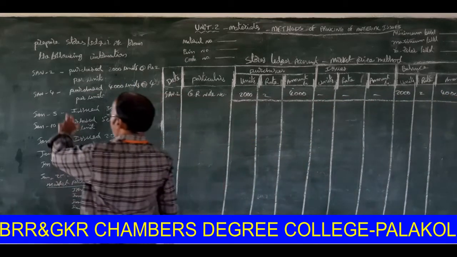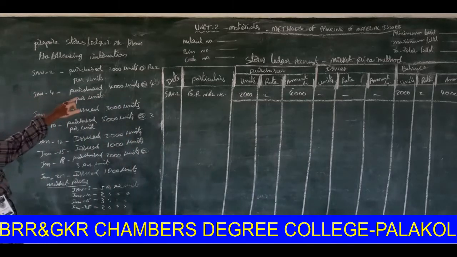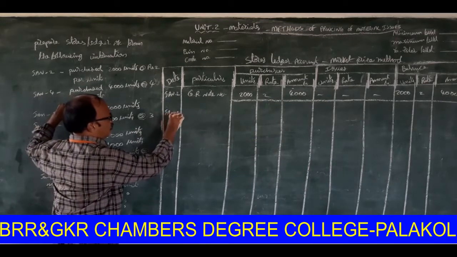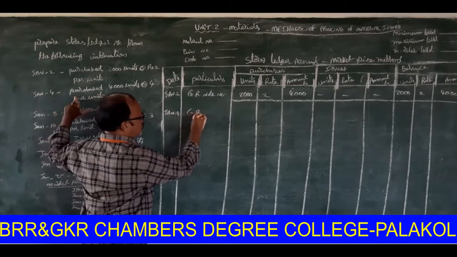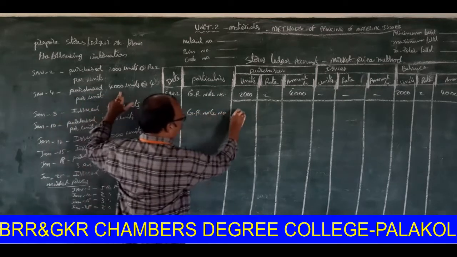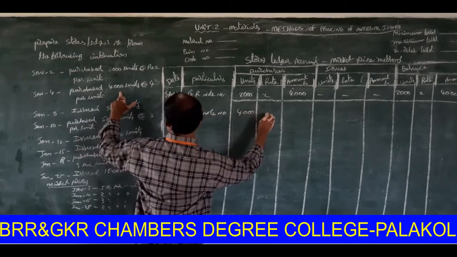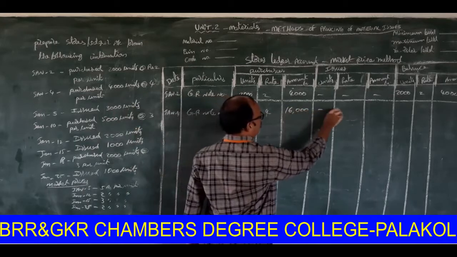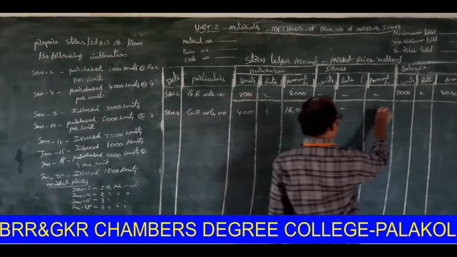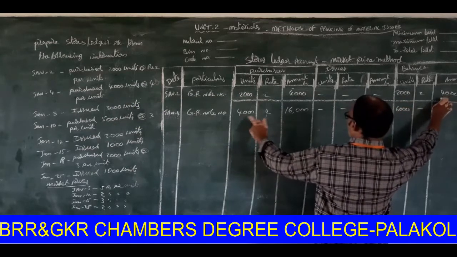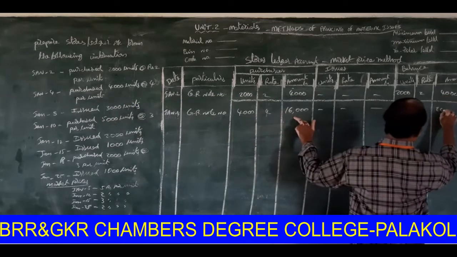Right. Next one. January 4th. Purchased 4000 units. Goods receipts note, number of units purchased 4000 units, 4000 into 4, that is equal to 16,000 rupees. So 16,000 rupees. 2000 plus 4000, 6000. 4000 plus 16,000, 20,000.